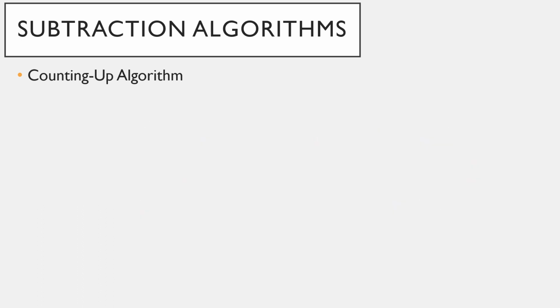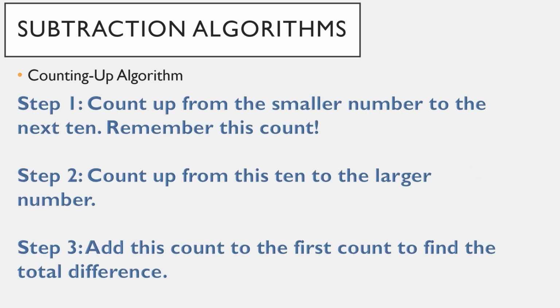So the steps for the counting up algorithm are here. Step 1 is to count up from the smaller number to the next 10. All right, so you're going to start with your smaller number, count up to the next 10. Then you're going to remember this count. All right, so I'm going to make up a little problem here. Let's say, I don't know, 29 minus 17.